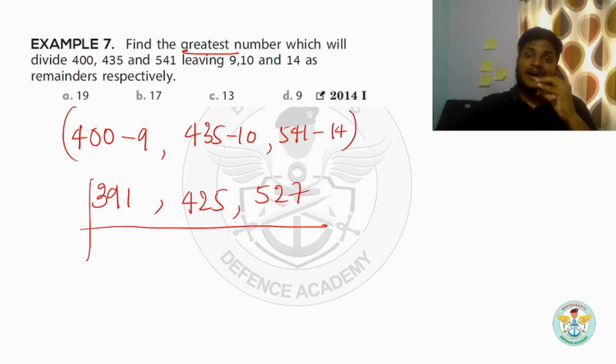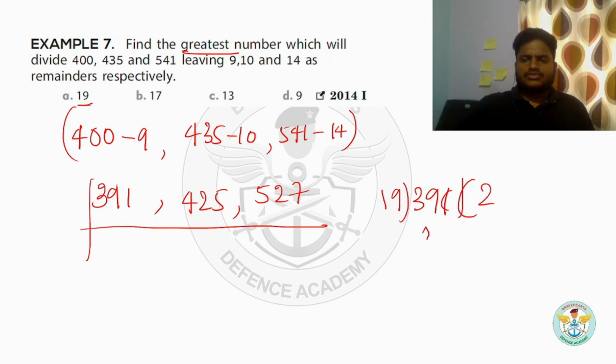And HCF means highest. We'll start with the highest number. Whatever the options are, go with the highest number first. So highest here is 19. Will 19 divide 391? Divide and check. 19 2s are 38, 1 remains 11. So it is not divisible, we'll get a decimal point. That's not your number.